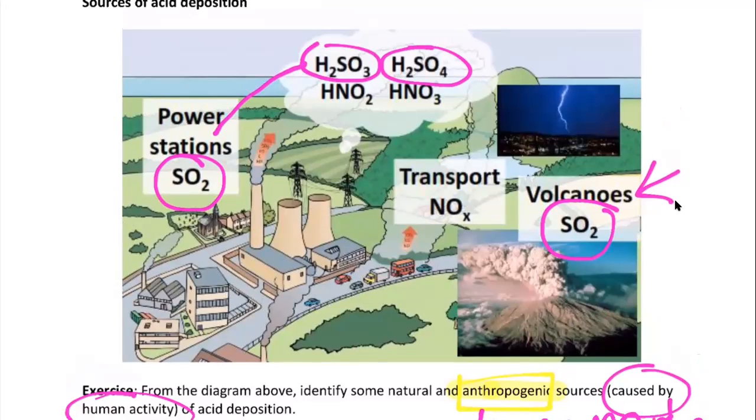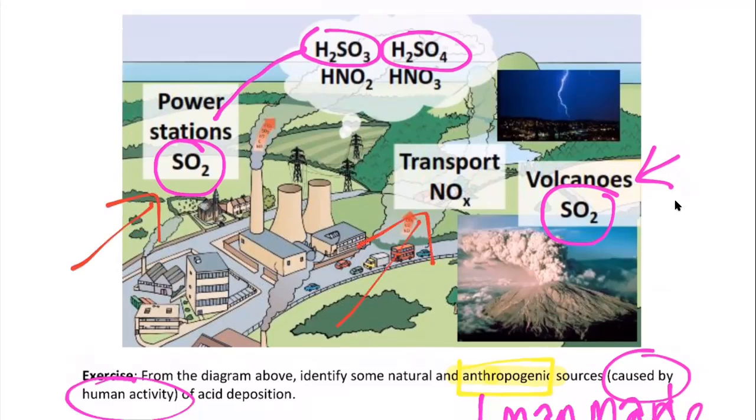So yes, there's some of this naturally occurring just from things that happen on Earth, with volcanoes erupting and giving off sulfur dioxide gas, but it's being exacerbated by things like power plants, power stations, cars that use fossil fuel and give off the fumes into the air. So in this image, the power stations are anthropogenic and any kind of transport is anthropogenic. Volcanoes, not anthropogenic. That's naturally occurring.